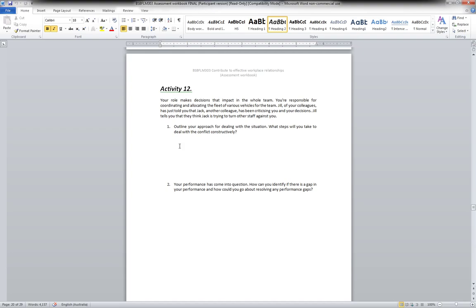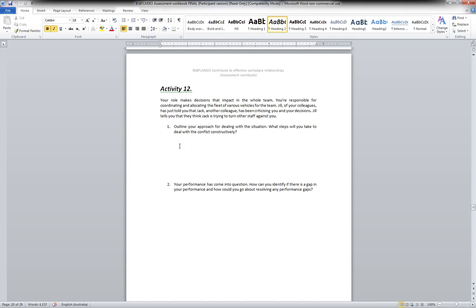Ooh. Number 1, outline your approach for dealing with this situation. What steps will you take to deal with the conflict constructively? So how will you approach Jack? Well, think about things such as what I just talked about before: getting your facts, getting specifics, doing it in private, all those types of things.